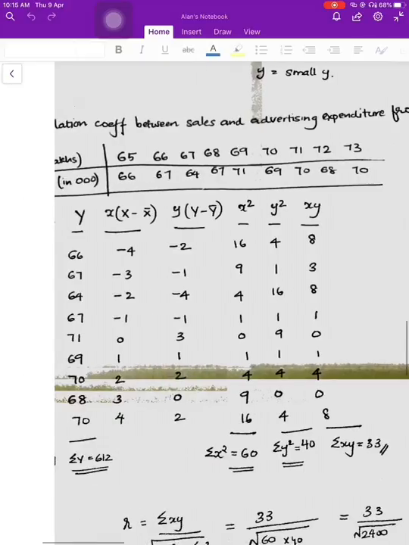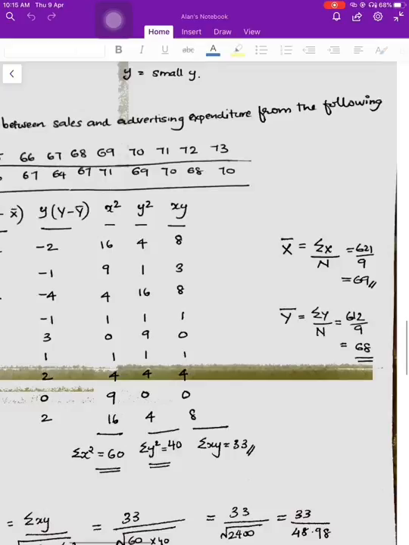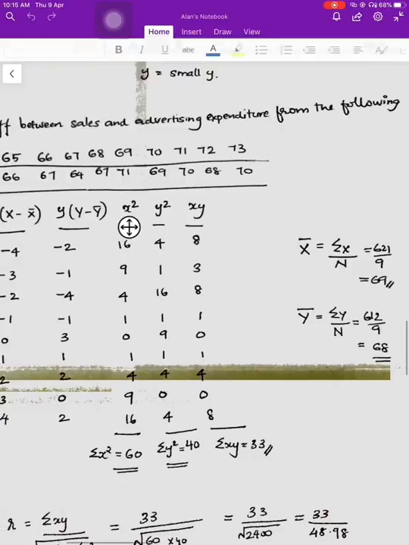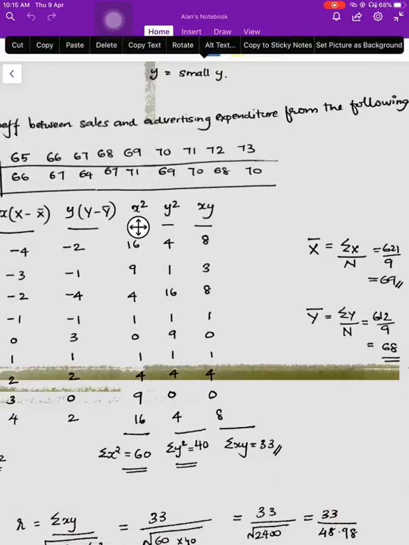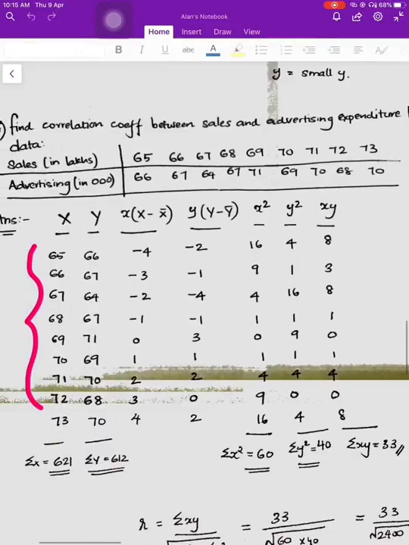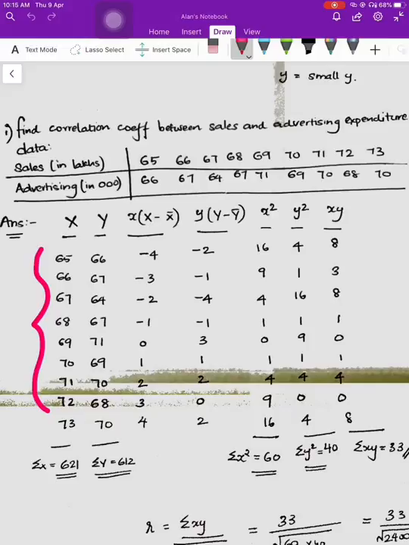Now again, what is the value of y bar? Sigma y is 612, as we already mentioned. So 612 by 9, that is 68, right? Now what is the next step? Now that we have got x bar as well as y bar, what is the next step you can go forward with? The next step is to identify what is small x, that is x minus x bar. So what is the value of x here? What is the value of x you can see here? The x is this one, and what is the value of x bar?